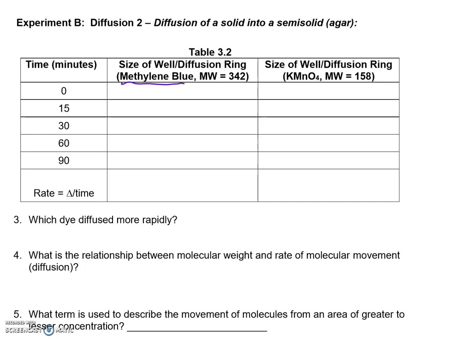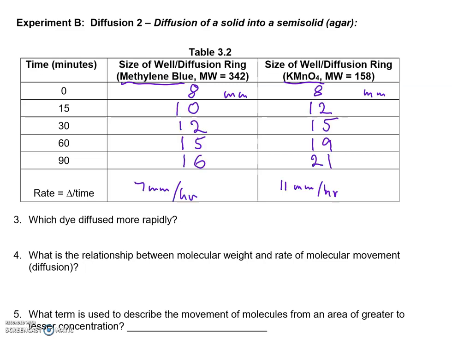And I'm going to give you some fake data, and we'll create a fake graph of what that might look like. So here's your fake data, and we're starting out usually with a well that's 8 millimeters in diameter, and so that's what I put right here, these 8 millimeters. And then you will see that the methylene blue definitely diffuses a lot slower into the agar, and the potassium permanganate diffuses a lot faster into the agar. And so you have a faster increase in diameter here, clearly with the potassium permanganate, and a slower increase in diameter in the methylene blue.